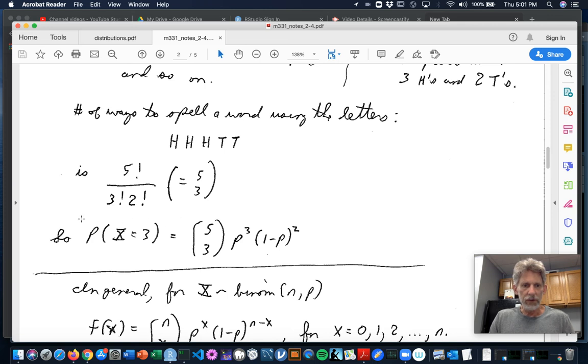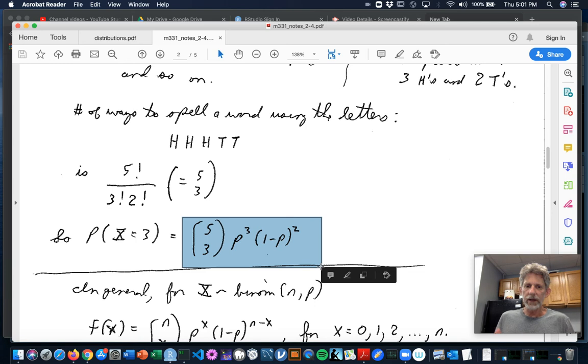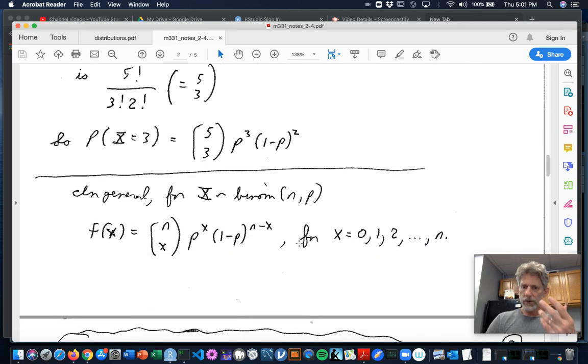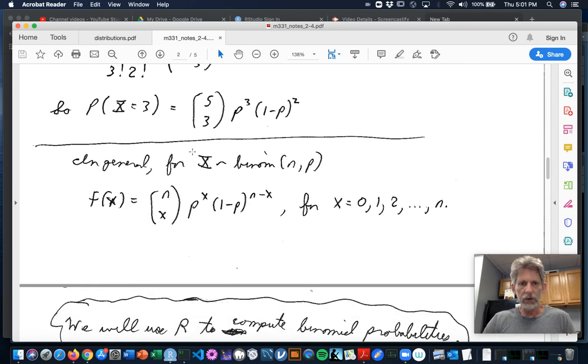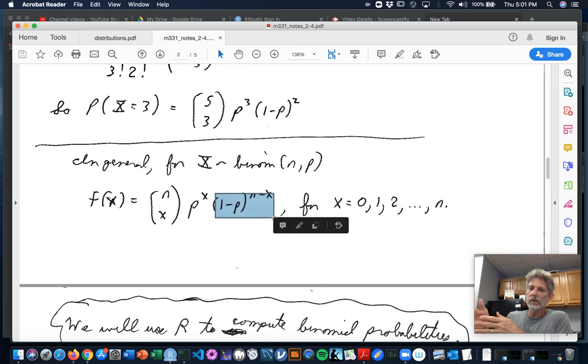And so the probability that x is 3 would be 5 choose 3 times p cubed times q squared, which is 1 minus p, squared. So you can generalize your thinking here. If you've got any old binomial random variable with n trials, and you want to know the chance of x successes, it would be n choose x, times p to the number of successes, times 1 minus p to the number of failures, which is n minus the number of successes.